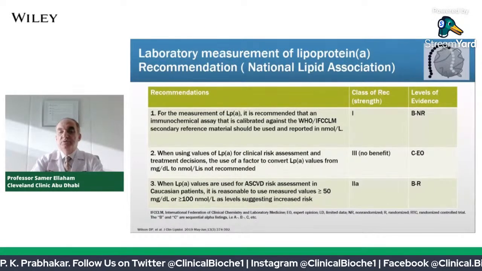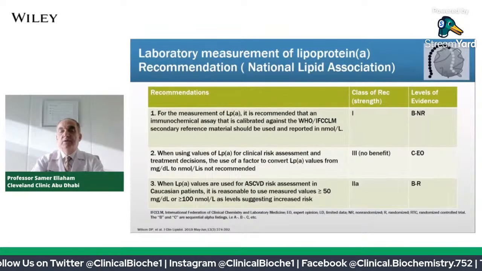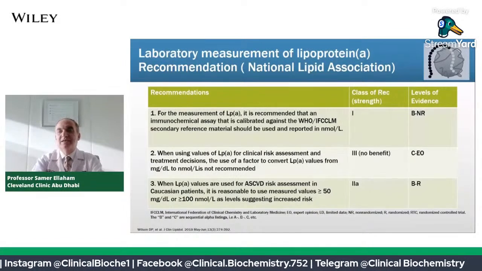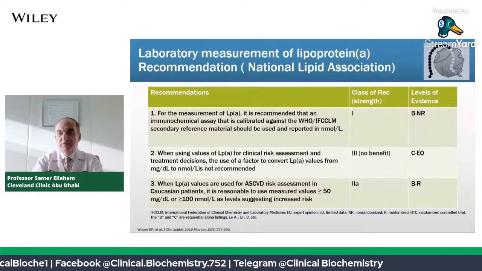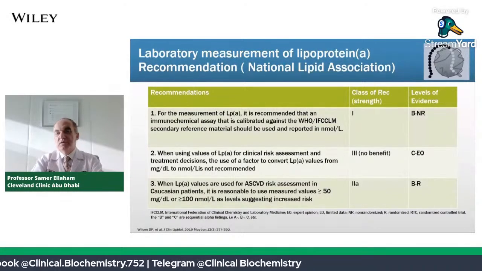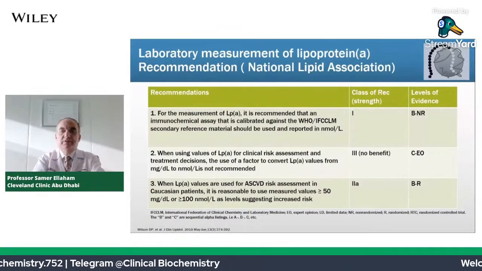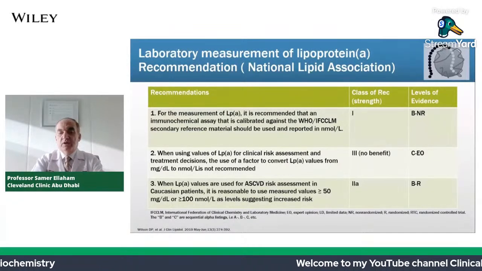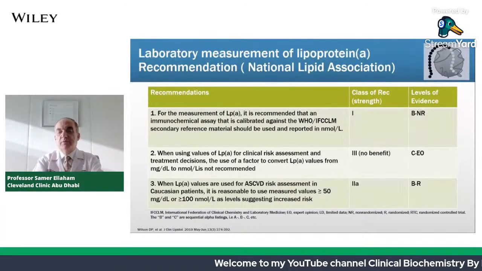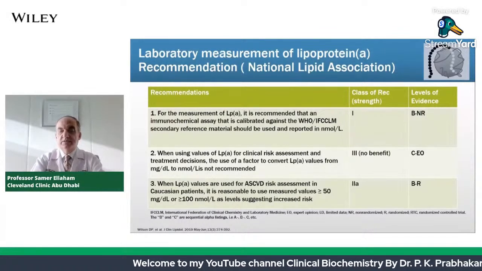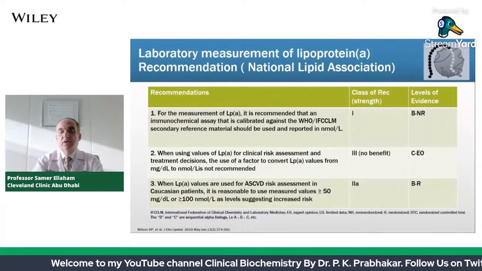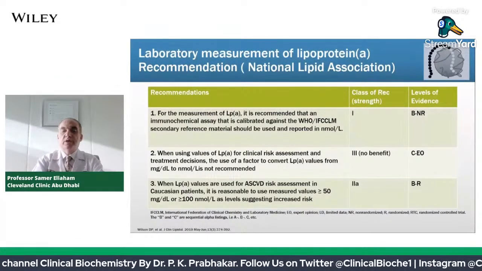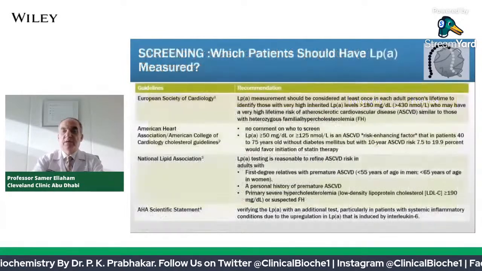When using values in risk assessment, we don't recommend using what I told you, 2.4, 2.5, in the guidelines, but I thought to mention it because I found it in some articles, and if we're desperate, we can go from nanomole to milligrams. When Lp(a) values are being used, rough numbers to remember: 50 milligram per deciliter, or greater than 100 to 120 nanomole per liter, may portray a high risk, and this is a 2A indication from the guidelines.